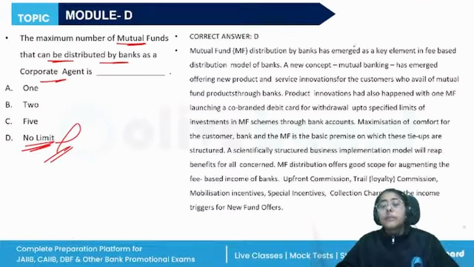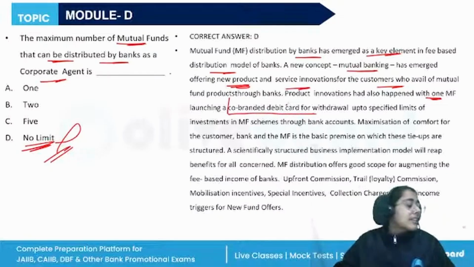All right. So the mutual fund distribution by banks has emerged as a key element in the fee-based distribution. This new concept, mutual banking, has emerged, offering new products and service innovations to the customers, such as one mutual fund launching a co-branded debit card. This was also a tie-up between the bank and the mutual fund company. So it provides maximization of comfort for the customer, bank, and the mutual fund. These tie-ups are structured in a way that will provide comfort and benefits to all the parties.